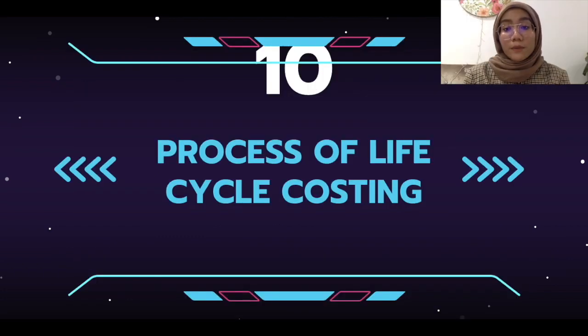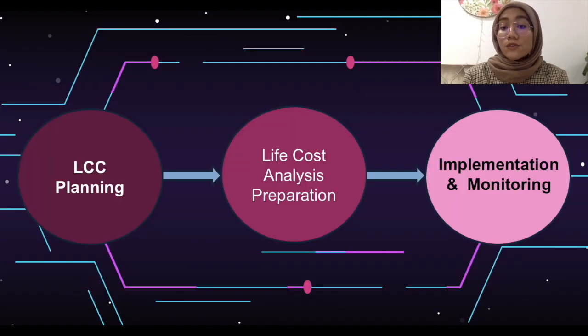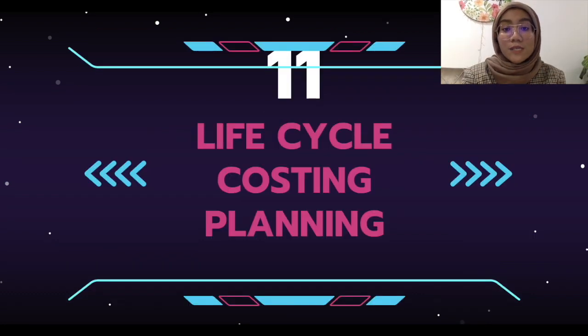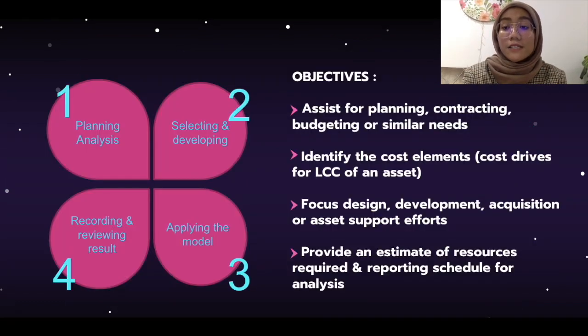We continue with the process of life cycle costing. There are three processes in life cycle costing, which are LCC planning, life cost analysis preparation, and implementation and monitoring. The first stage, LCC analysis planning, actually involves 4 steps, which are planning analysis, selecting and developing the LCC model, applying the LCC model, and finally recording and reviewing the LCC result.